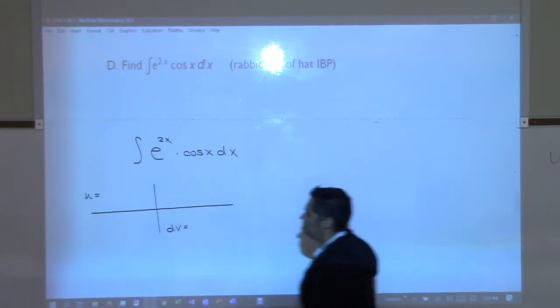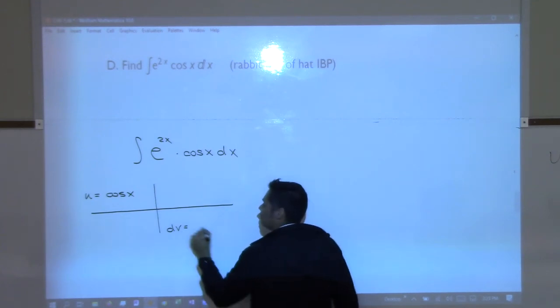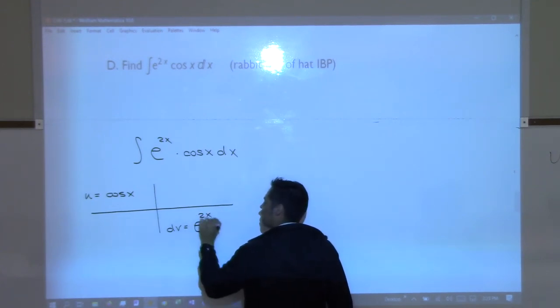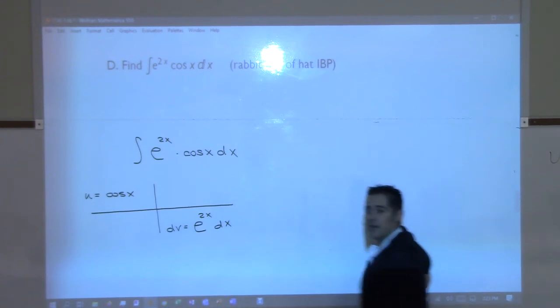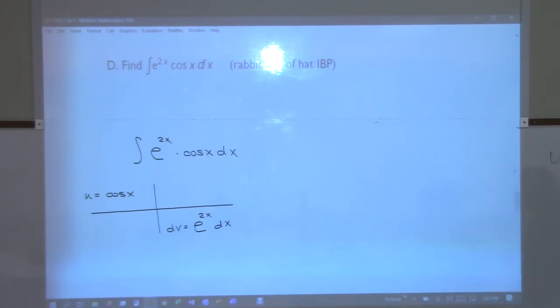You want to do cosine x? Okay. And what do you want for dv? e to the 2x dx, right? Okay. So is that legitimate? Like, can we do that? Yes? All right.